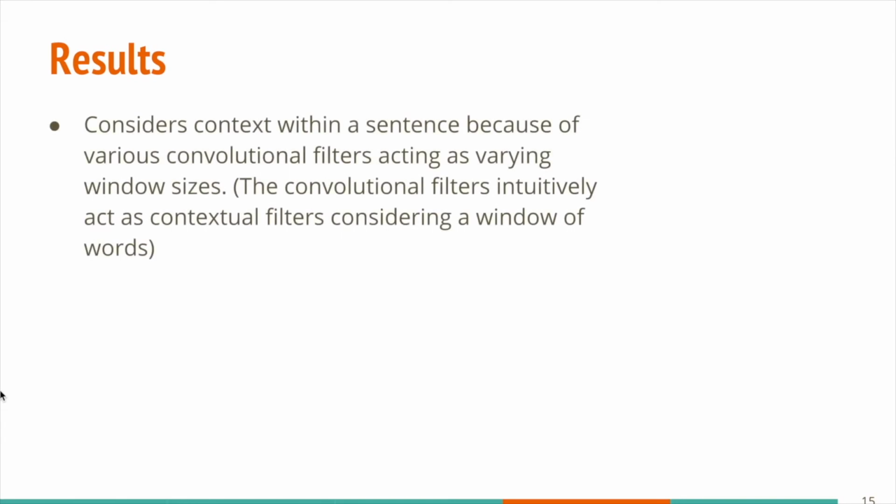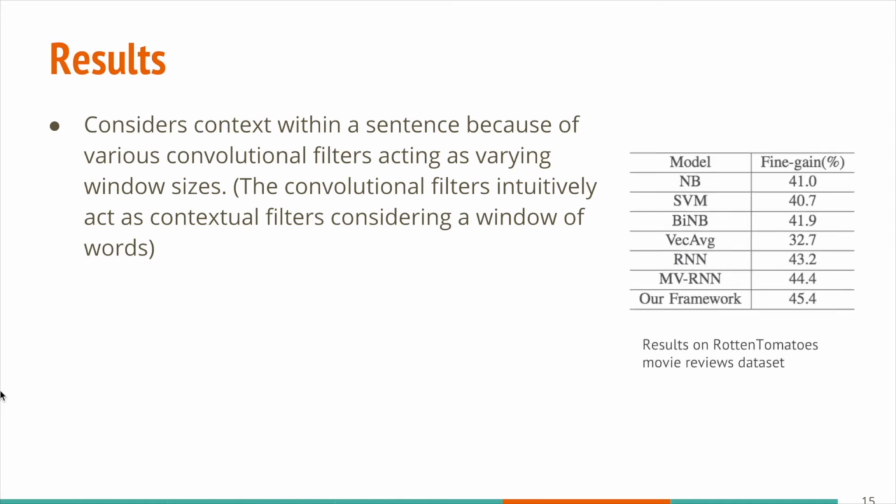The experimental results suggest that convolutional neural networks that are properly trained can beat shallow networks. They consider context within a sentence because of the convolutional filters acting as context windows. Let us have a look at the results. They tested the framework on a public data set, which is the corpus of movie reviews and includes 5 labels: negative, somewhat negative, neutral, somewhat positive, and positive.